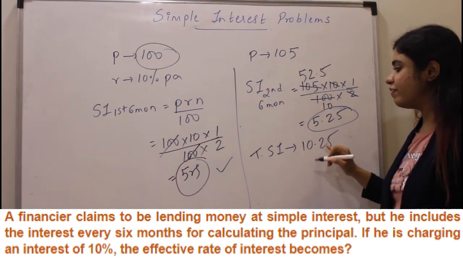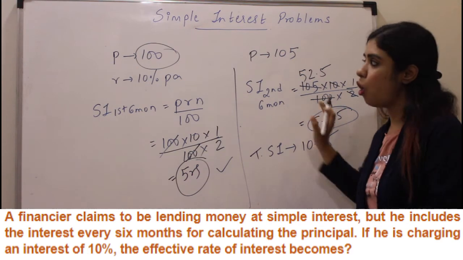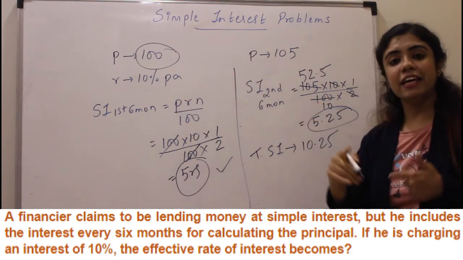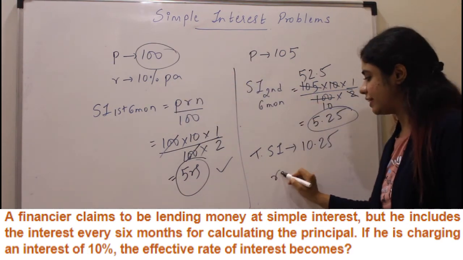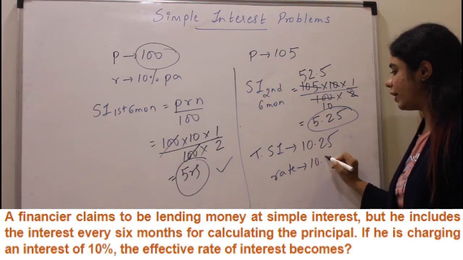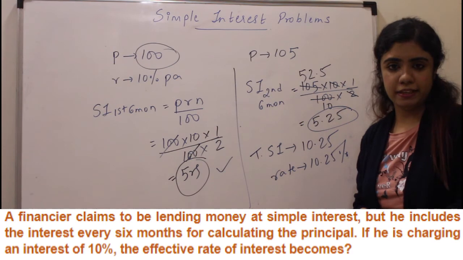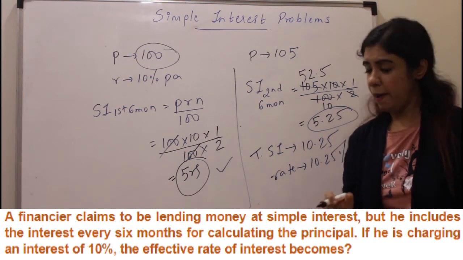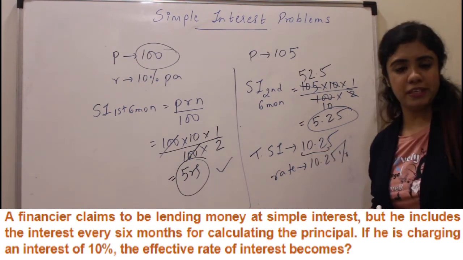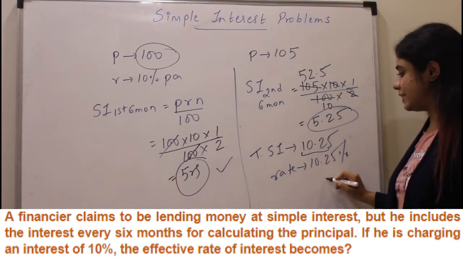So if this is the simple interest he took on 100 rupees, the effective rate of interest is 10.25%. He should have taken at 10%, so he should have got 10 rupees. But he got 10.25 rupees, so the effective rate of interest is 10.25.